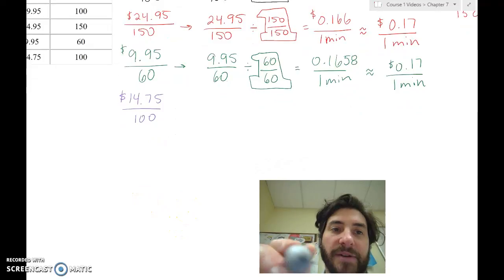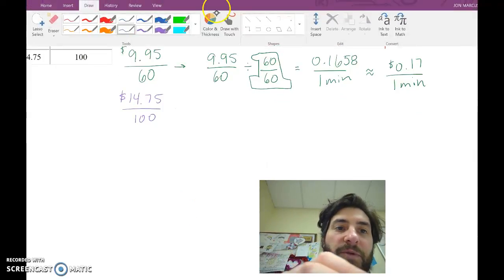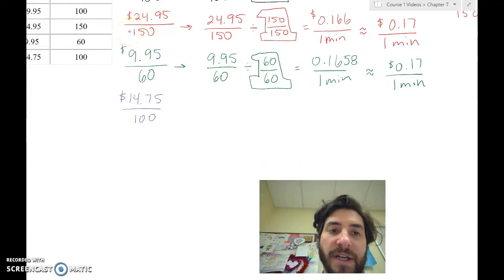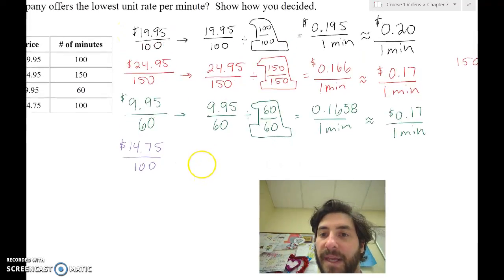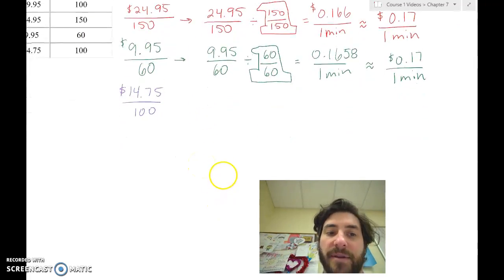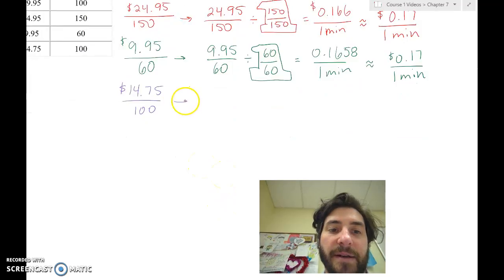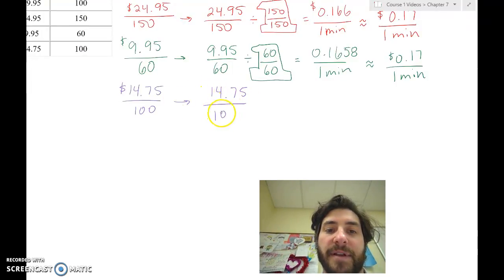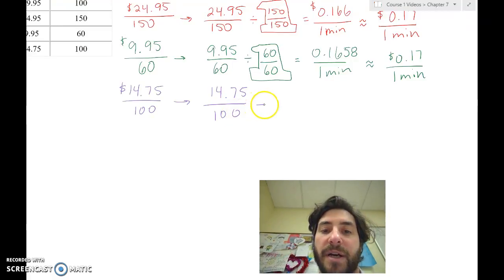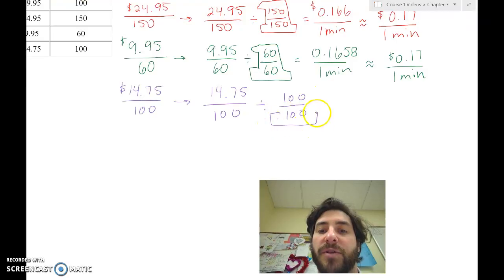But that leaves the last one. Let's do the last one together. So I know that it's $14, and I already have a feeling that this is going to be the cheapest one at about 15 cents a minute. But let's do it. So if I take $14.75 in 100 minutes, so it cost me that much money in 100 minutes. Let's divide both by 100 to find out how much for 1 minute. That's the key. How much for 1 minute?